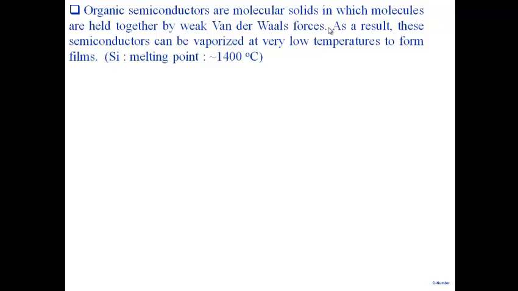What does it mean? That if I heat it up at very low temperatures, it vaporizes. Just 150 degrees Celsius or whatever, it just vaporizes. So you compare that, silicon will melt at 1400 degrees Celsius. Okay, then if you're making a semiconductor device, you have to make a film of semiconductor. So now you can see how very easily I can make a film of semiconductor.